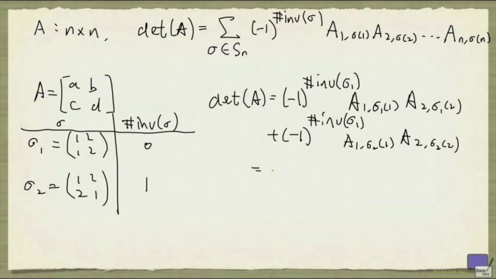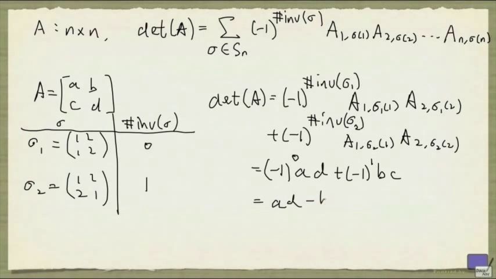And now we just plug in all the values. So I have (-1)^0, and A_{1,sigma(1)}, which is simply A_{1,1}, and that's A. And here is A_{2,2}, so that's D. And then plus (-1) to the number of inversions of sigma 2, which is 1. And sigma 2 of 1 is 2, so this is A_{1,2}, and that's B. And here, this is A_{2,1}, so this is simply C. And simplifying, I get AD minus BC.